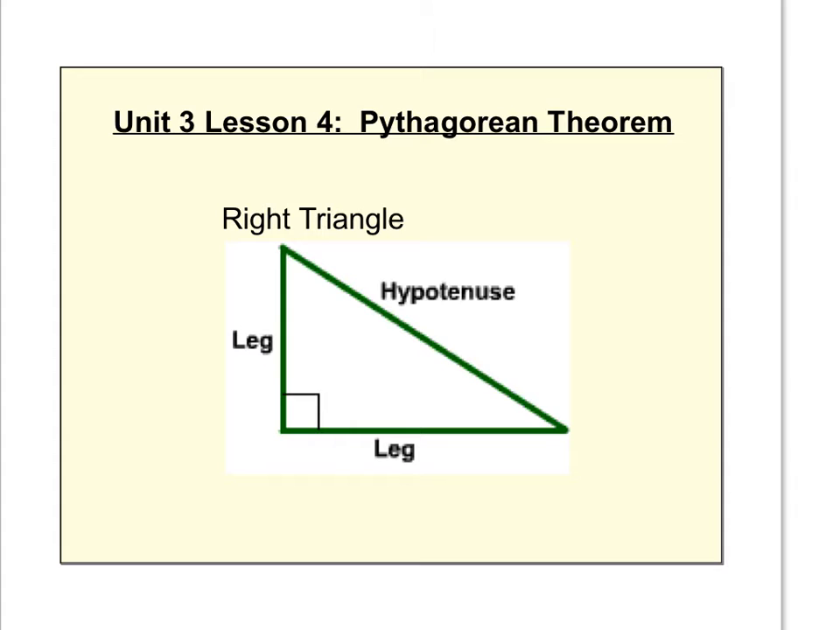Today we are going to do Unit 3, Lesson 4. It's all about the Pythagorean Theorem. The Pythagorean Theorem can only be used when you have a right triangle. Remember, a right triangle is when you have a 90-degree angle in one corner of the triangle.